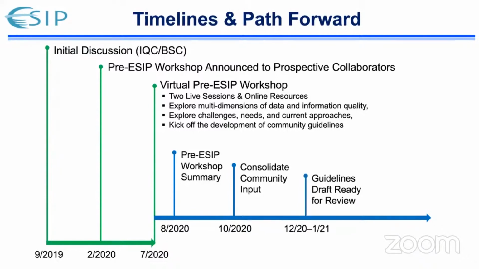And the plan is to have a guideline draft completed, ready for review by various stakeholders and the teams, and potentially later on for an ESIP-wide review. And the current plan is to have the guidelines document baselined in June 2021.